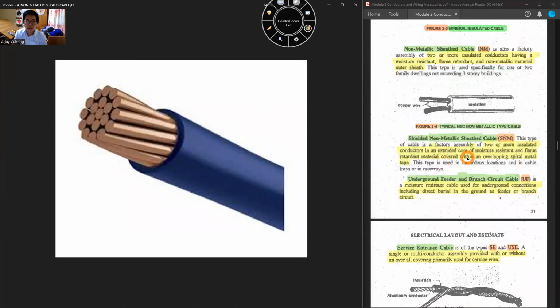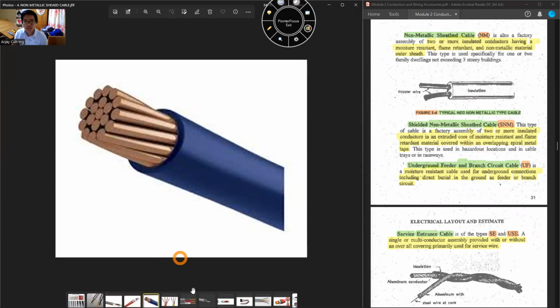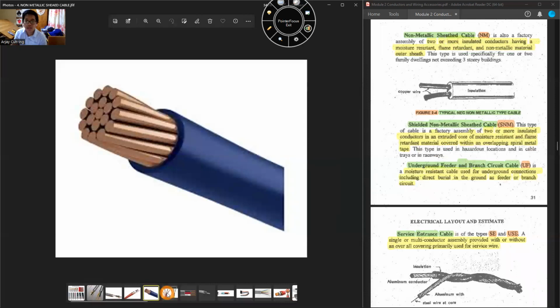So, next, class, meron tayong non-metallic sheathed cable. This type of cable is a factory assembly of 2 or more insulated conductors in an extruded core of moisture-resistant, flame-retardant material covered with an overlapping spiral metallic tape. So, more or less, parang parehas sila, class. Yung kanina, ito. Kaso this time, class, it should be shielded.